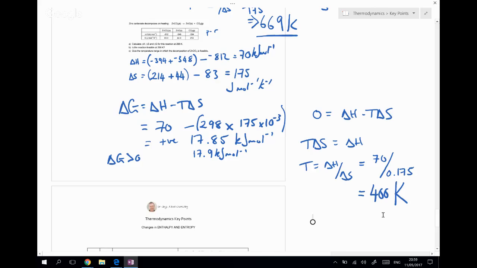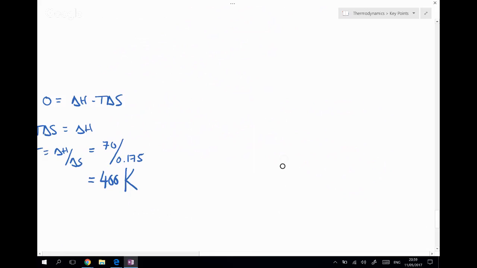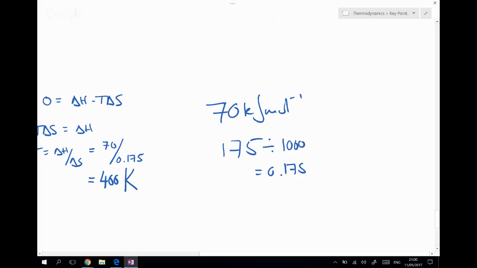Okay. Thanks for the question, Kay. Why is it 0.175? Just remember here, 70 kilojoules per mole was my enthalpy change. Thank you, David. You're absolutely right. 175 divided by 1,000 gives me 0.175, which converts my entropy value into kilojoules per mole per Kelvin. Okay, great. Thanks for sharing your experiences and your correct answers there.